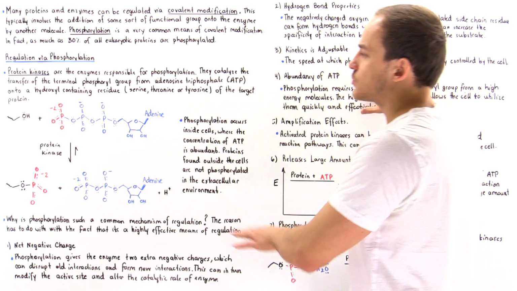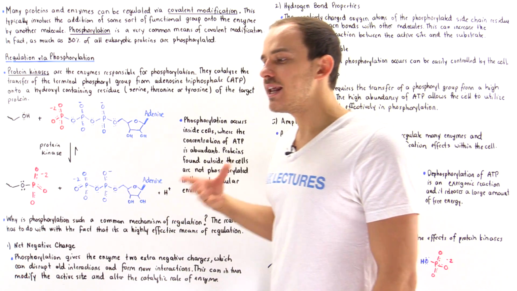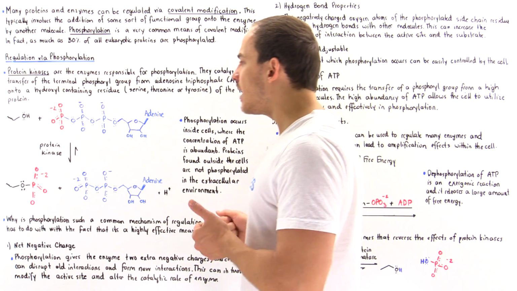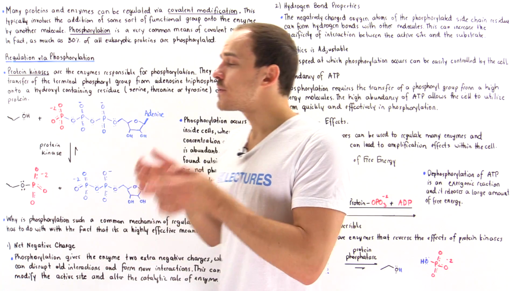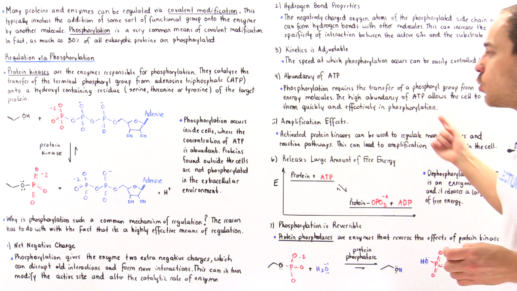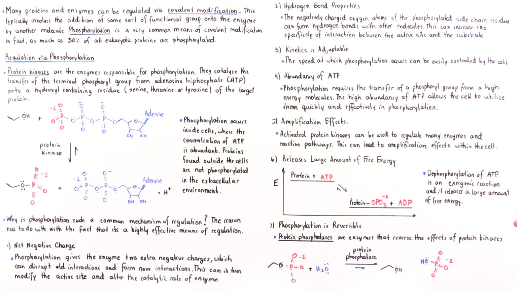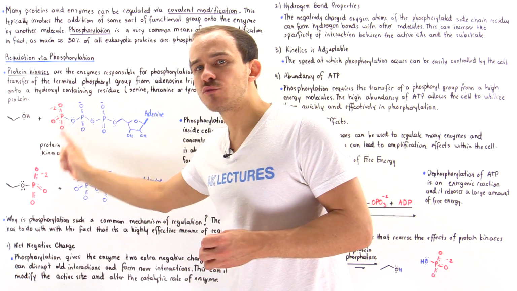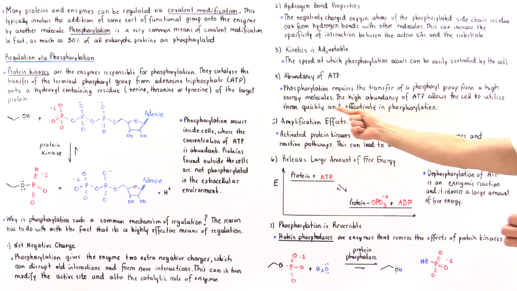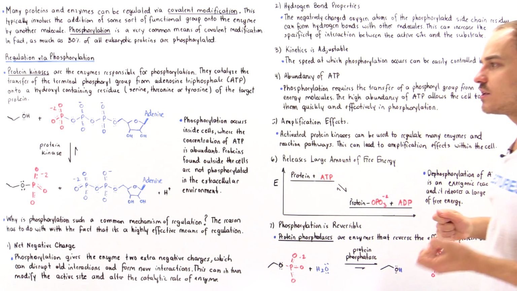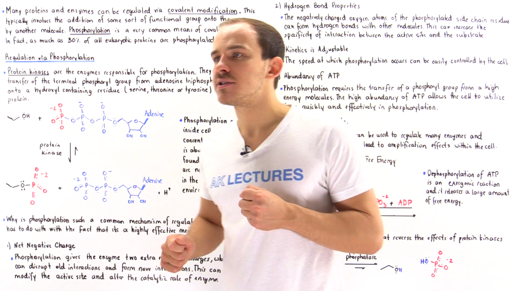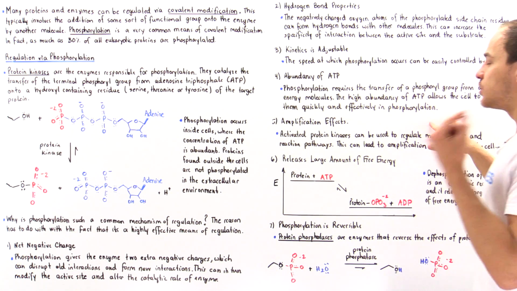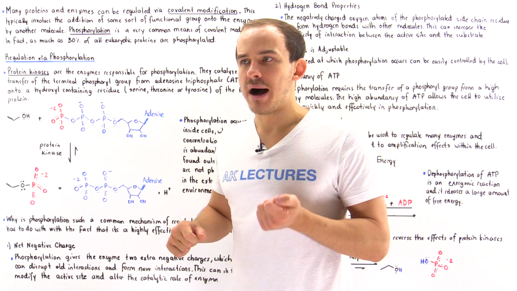Now, number 4 is actually what we spoke about previously. It's the fact that inside our cells, we have these high energy adenosine triphosphate molecules that can act as the source of that phosphoryl group. Phosphorylation requires the transfer of this phosphoryl group from some molecule onto that residue of the enzyme. And these high energy ATP molecules, which are so abundant inside our cells, can easily and very effectively be used to transfer that phosphoryl group.